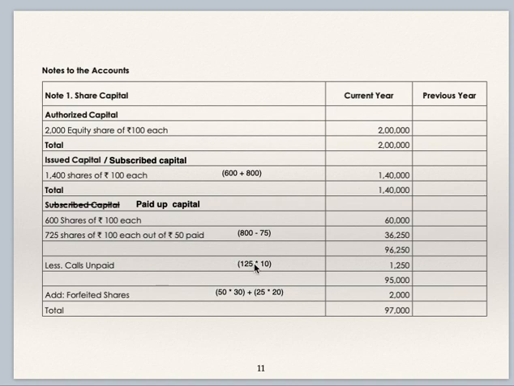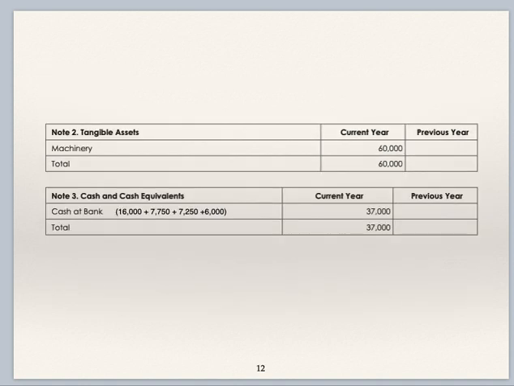Less calls unpaid. On 125 shares, final call is due. So it is to be deducted. 125 into 10, 95,000. And in this you are supposed to add forfeited shares. Just now we have passed the entry for forfeiture of shares. Amount received on forfeited shares is 2000. On 50 shares they have received 30, and on 25 shares they have received 20. Total received is 2000. So this 97,000 paid up capital you have to show in balance sheet.